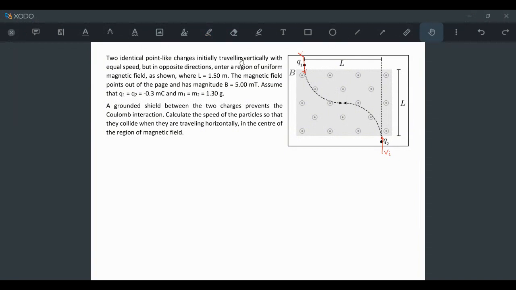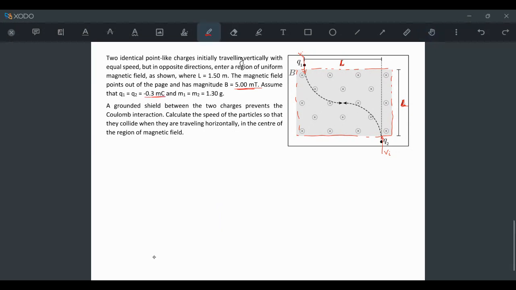But they're traveling in opposite directions and they enter this region of uniform magnetic field. That's right here again, it's this grayed area, and it's pointing out of the page, just like in the last problem. We're given the dimensions, or at least part of the dimensions associated with either the region of magnetic field for this L, or with the trajectory of motion for this L. Notice that they're both confined within this box of L by L. Magnetic field points out of the page, as we said. It has a magnitude of 5 millitesla, another reasonable value.